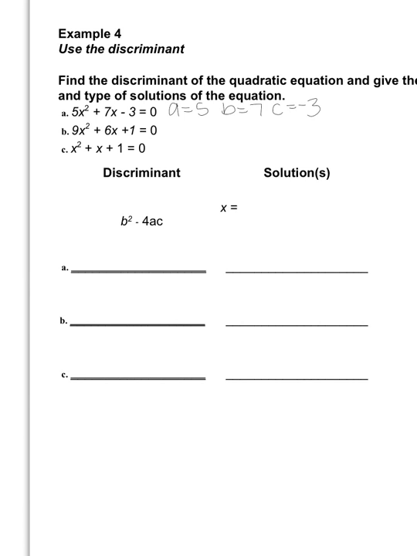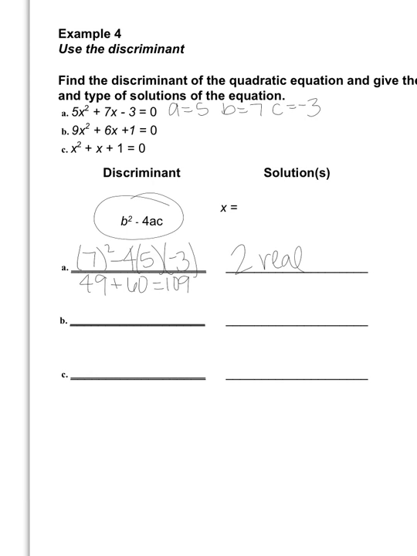We're going to plug into our discriminant formula. That's going to be 7 squared minus 4 times a, which is 5, times c, which is negative 3. Squaring 7, you get 49, and then that would give you a positive 60, so that would equal 109. We just went over that if it's a positive number, that means you will have two real solutions.